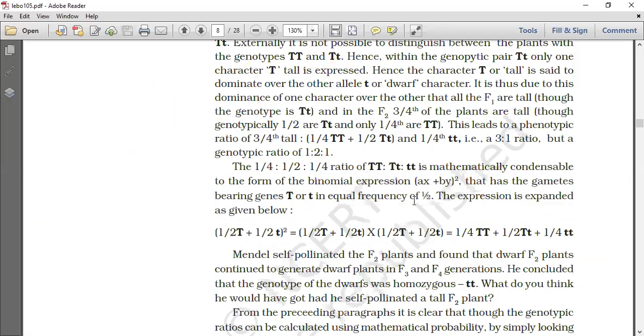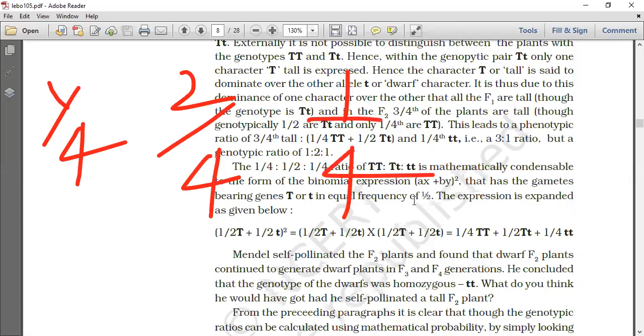Again, same. 1/4 homozygous tall, 2, 1. 1 is to 2 is to 1 ratio. Or that 1 by 4, 2 by 4, 1 by 4. Okay, so then it will be shown like that. 1 is to 2 is to 1. Or it will say like this: 1 by 4, 1 by 2, 1 by 4.